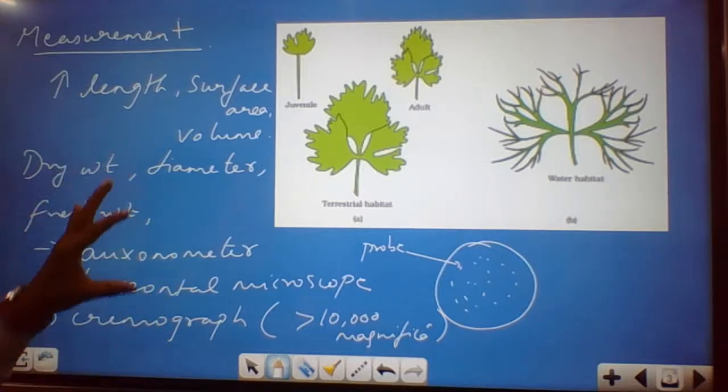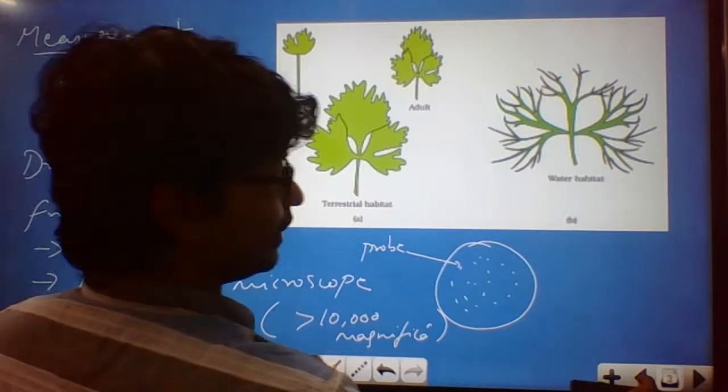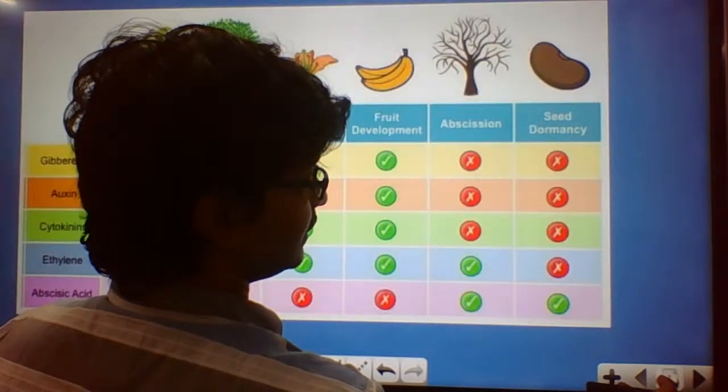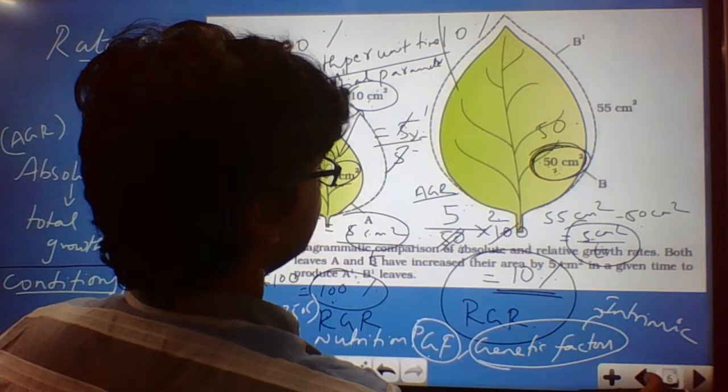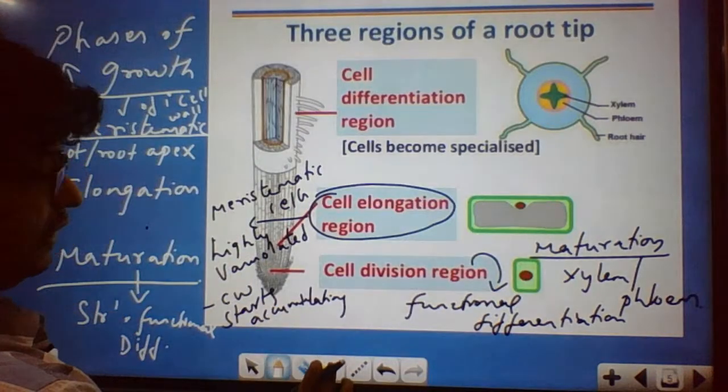So by means of advanced techniques also we can do it. Fine. This is about the measurement. Next, coming to the differentiation. So coming to the differentiation part, we move to the next part, the differentiation. So let me erase this part. We're done with this.